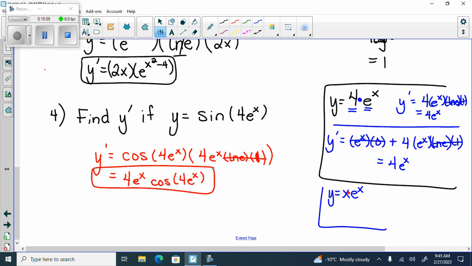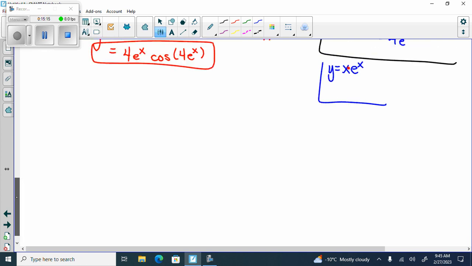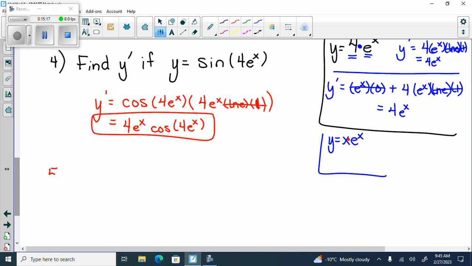All right, next one. What if I give you something funky? Let's say I give you this. Suppose h equals f of g.